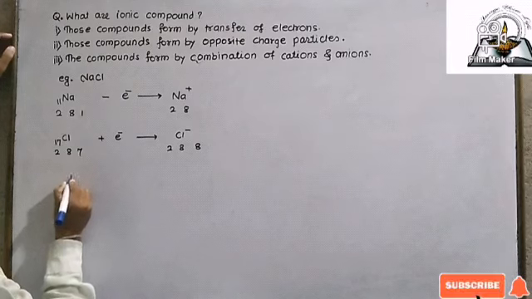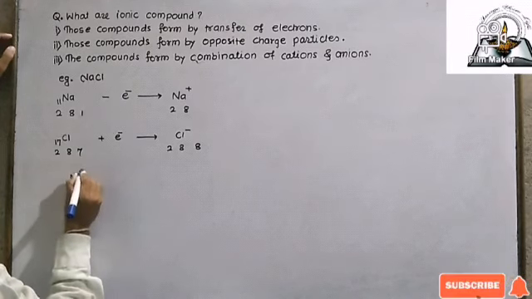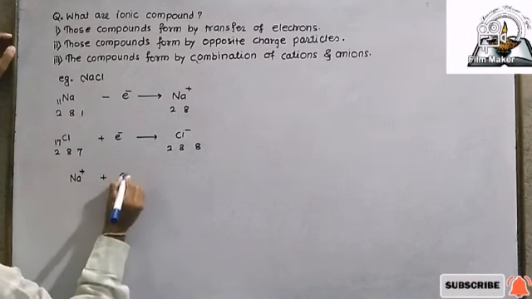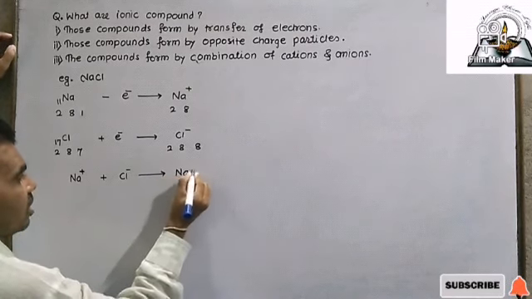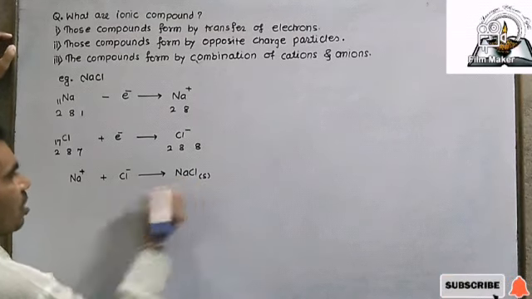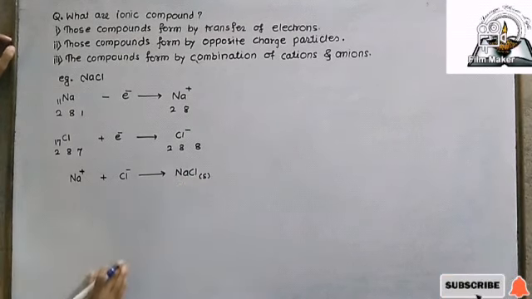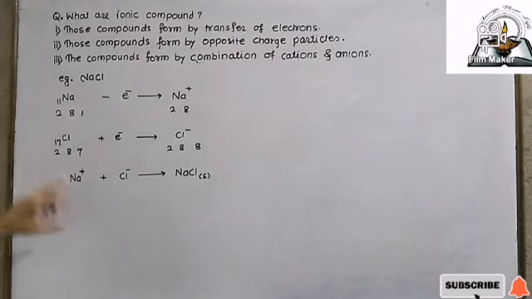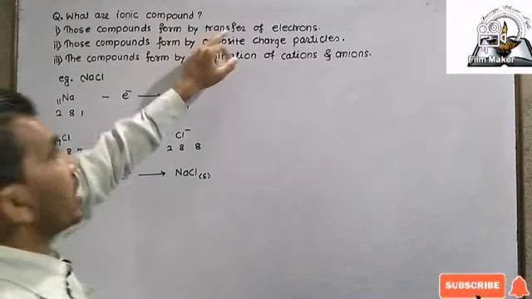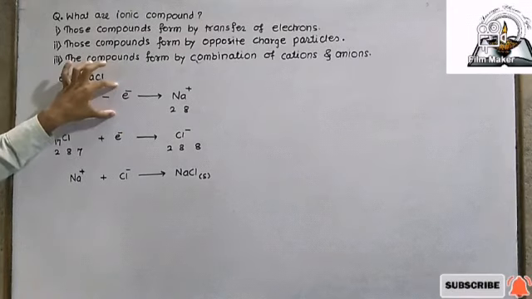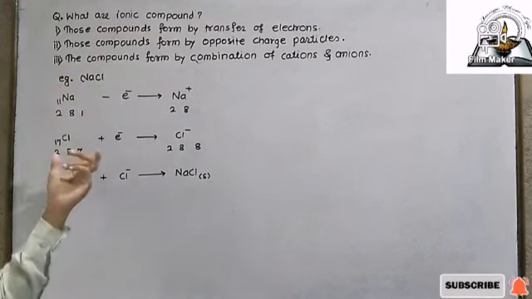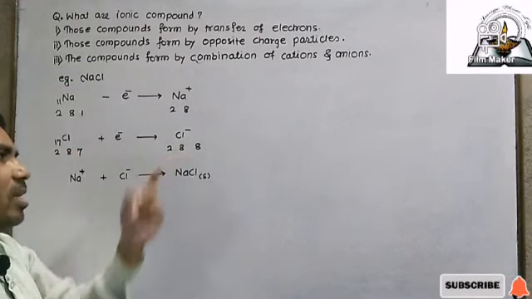So in this case sodium loses one electron and chlorine gains one electron, so solid sodium chloride is formed. Solid sodium chloride molecule is formed. So those molecules or compounds are formed by transfer of electrons. या ठिकाणी सोडियमने एक इलेक्ट्रॉन लॉस केलेला आहे, and chlorine gains one electron.